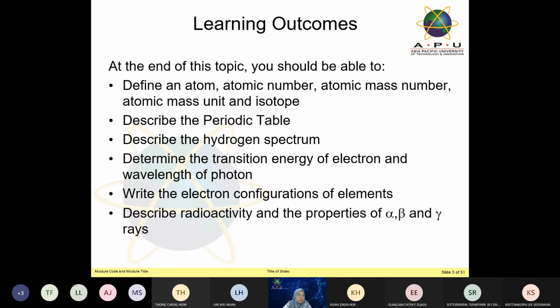At the end of this topic, you should be able to define atom, atomic number, atomic mass number, atomic mass unit and isotope. After that, describe the periodic table. Others will be covered in other classes. This is for this topic, not this class. For this class, we cover until the periodic table.